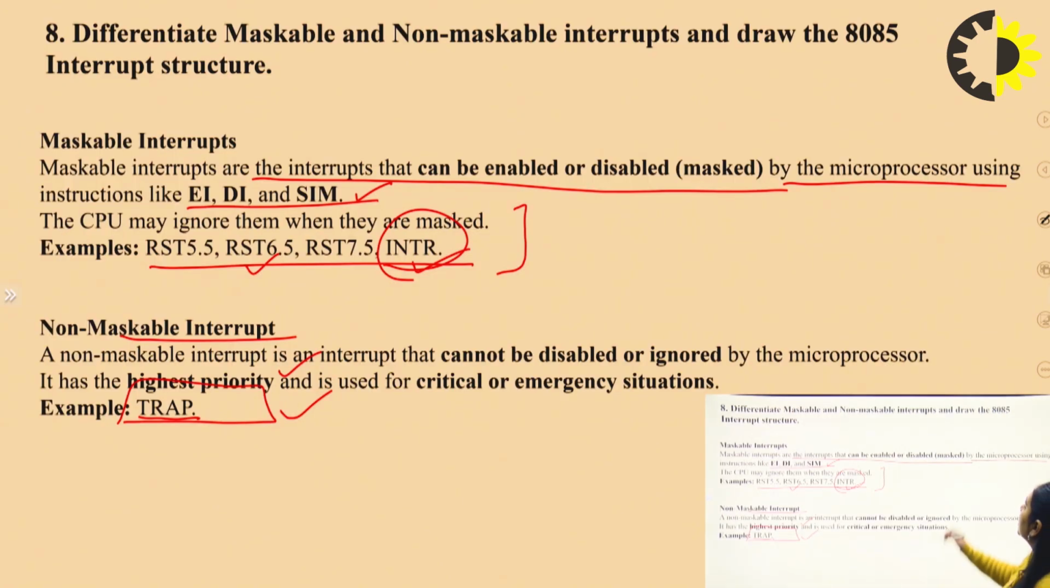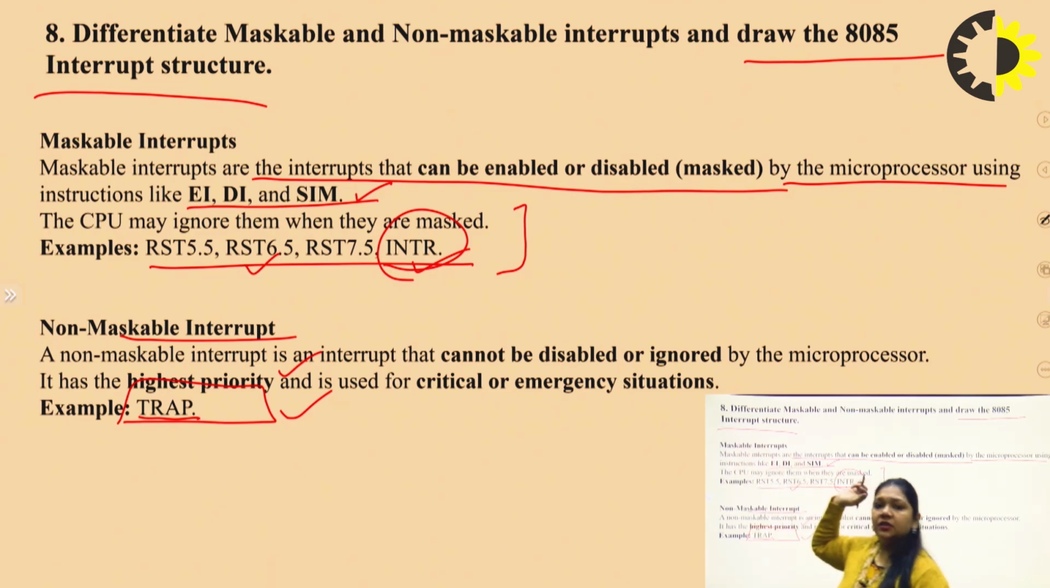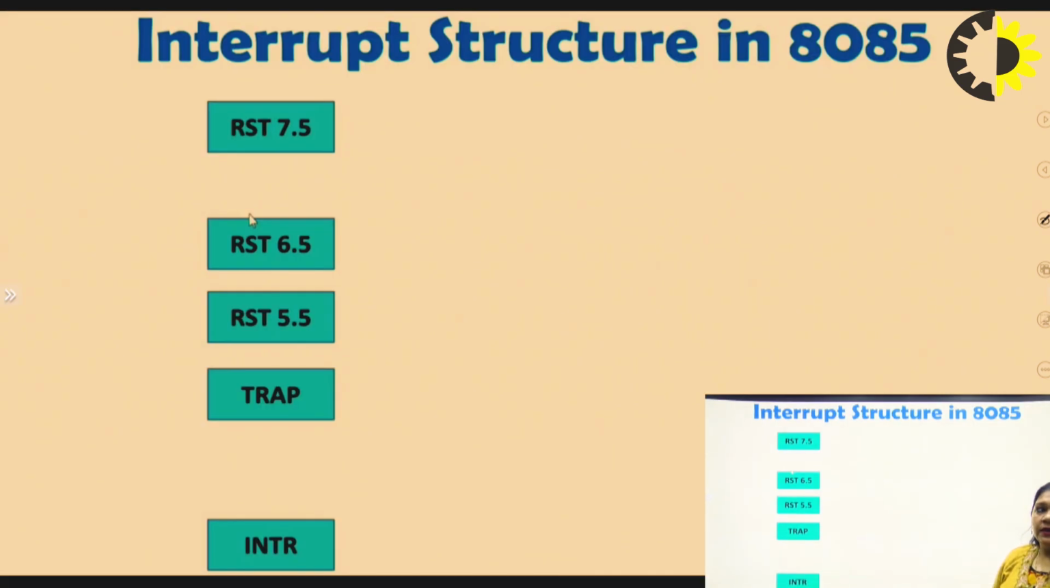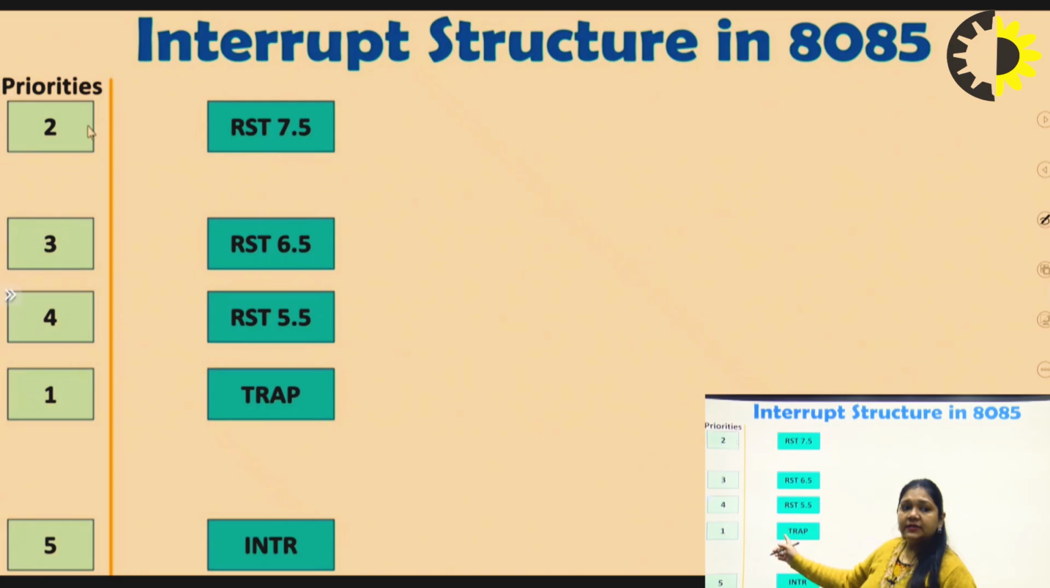As you can see, there was a question: draw the 8085 interrupt structure. This question is very important. So you can see here, we have all 5 interrupts: RST 7.5, 6.5, 5.5, trap and INTR. First we have to write down the priority order. Trap has the highest priority, then 7.5, 6.5, 5.5, and the least priority is INTR.